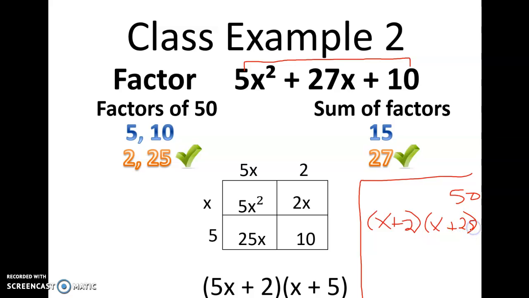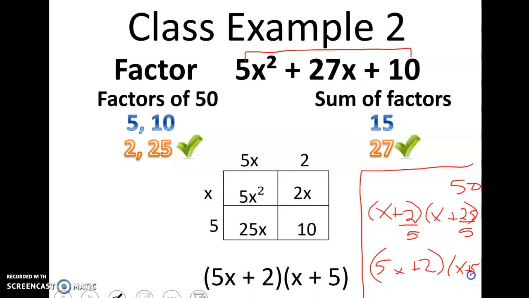And then you divide these numbers by the number that you slid. We slid 5. Okay, 2/5 is simplified. All right, we put the denominator in front. 5x plus 2, and 25 divided by 5 is 5, so the other factor is x plus 5. Oops, which is what we got right here. 5x plus 2 and x plus 5.